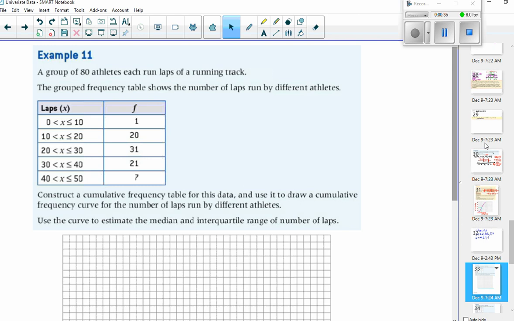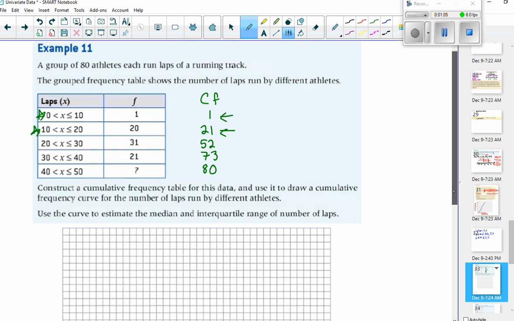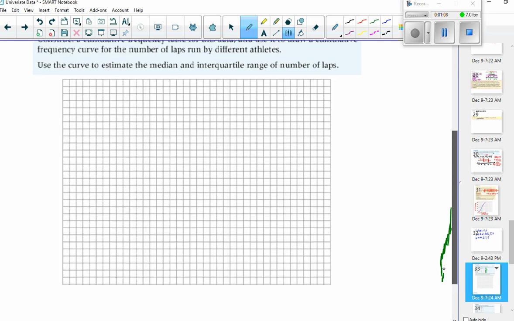So with this information, when I start looking at my cumulative frequency, I have my frequency here. Initially it's 1, so 20 plus 1 is 21, and then 21 plus 31 is 52, and 52 plus 21 is 73, and then 73 plus 7 is 80. So now I'm going to be graphing those cumulative frequencies for those x values. Okay, so I'm going to go ahead and make my graph.